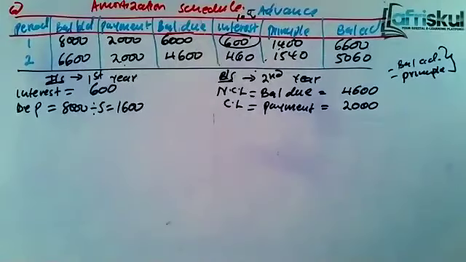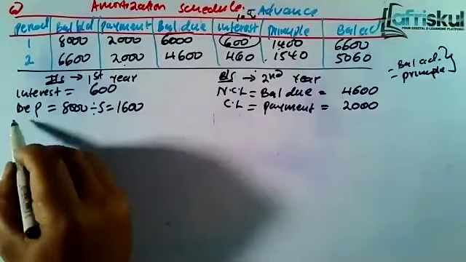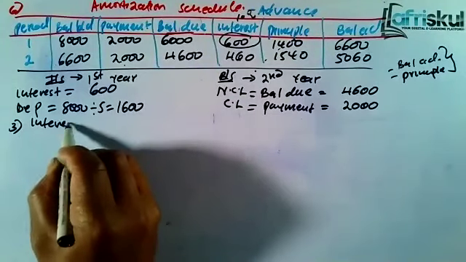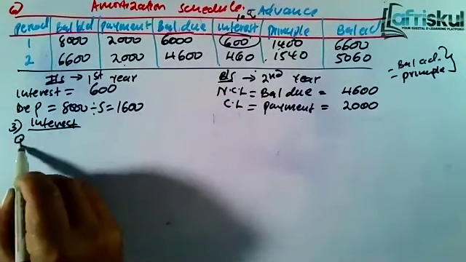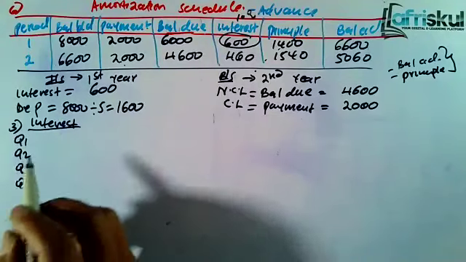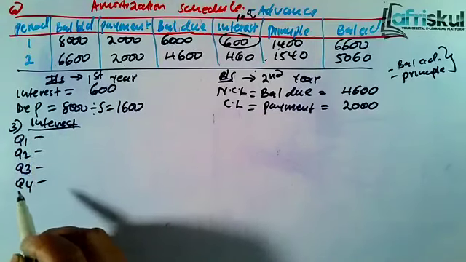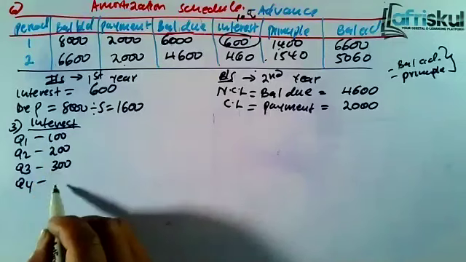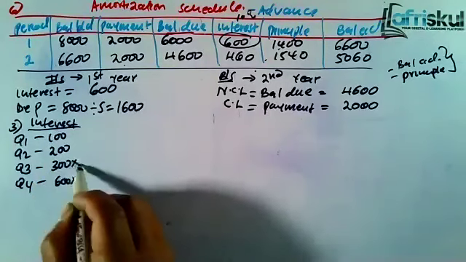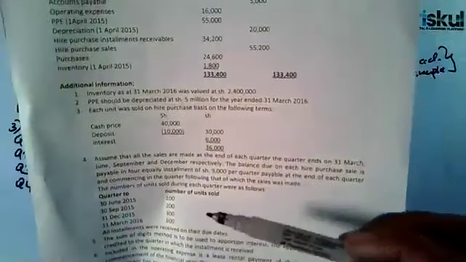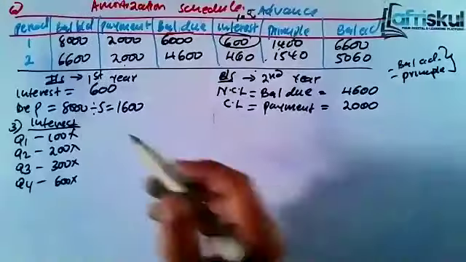So now let's account for the interest. And we're using the sum of digits. So number 3, we are looking at the interest. So we have quarter 1, quarter 2, quarter 3, and quarter 4. Quarter 1, we sold 100 units. Here we sold 200, 300, and 600. And then we have seen the interest per unit. Yeah, the interest per unit is 6K. So you multiply by 6.